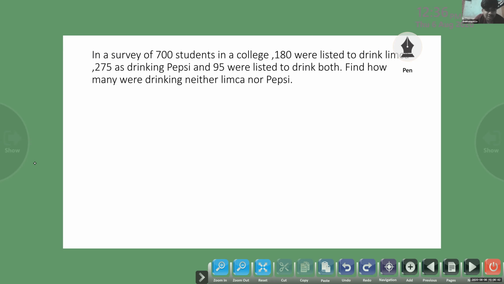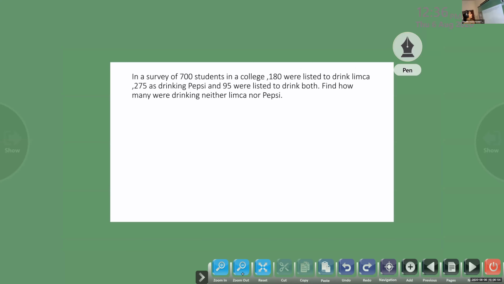Diya cannot see the question. Ma'am, 180 were listed to drink Limca. Okay, now can you read it? Yes. In a survey of 700 students in a college, 180 were listed to drink Limca, 275 were drinking Pepsi, and 95 were listed to drink both. Find how many were drinking neither Limca nor Pepsi.